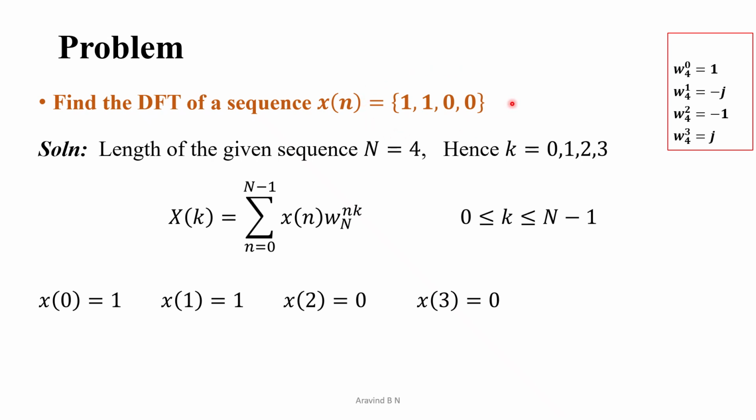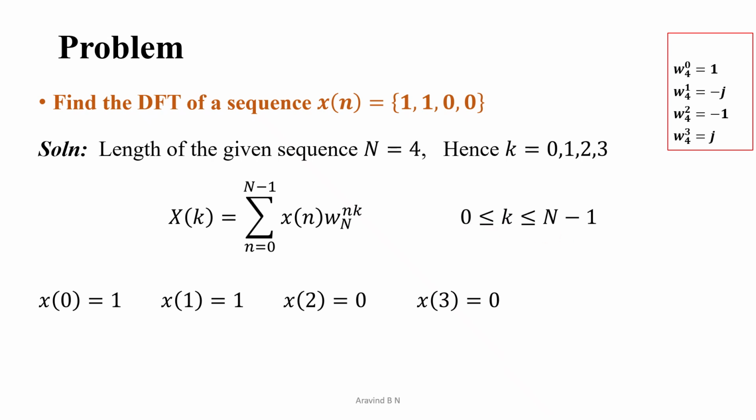In any problem, if it is something like this, find the DFT of a sequence so and so, then all these values represent the amplitude of the signal in the time domain. Remember, these are values in the time domain, and we need to convert them to the frequency domain. To convert that into the frequency domain, this is the formula we are going to use: X of k is equal to the summation from n equal to 0 to N minus 1 of x of n times omega N to the power nk, for all the values of k running from 0 to N minus 1.